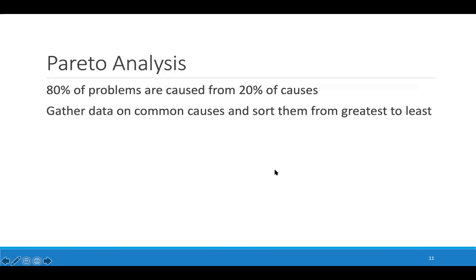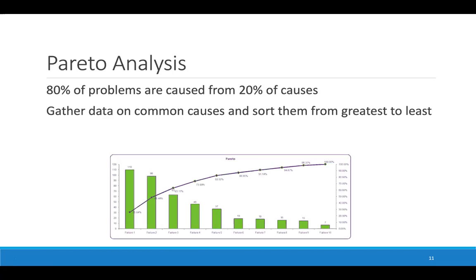In other words, if you can gather data on your common issues and sort them from greatest to least, focus on the top 2. So if I have 10 problems, just focus on the top 2. Because if you focus on the top 2, that will eliminate most of your problems. And then those that are less offenders aren't going to be as big of an issue.